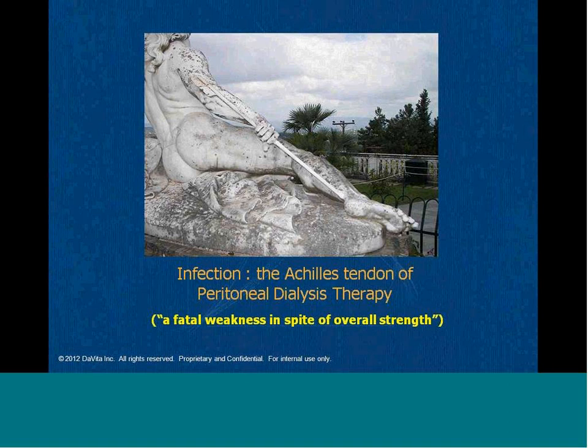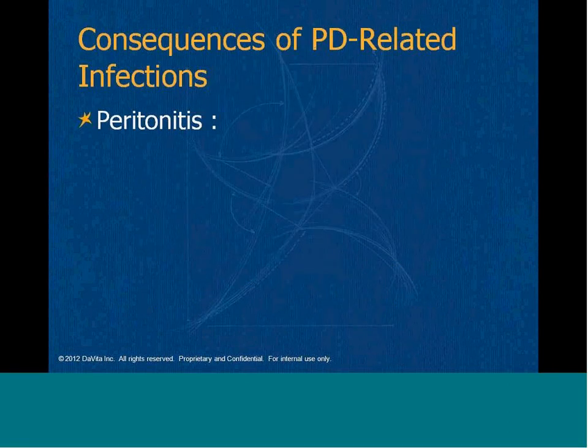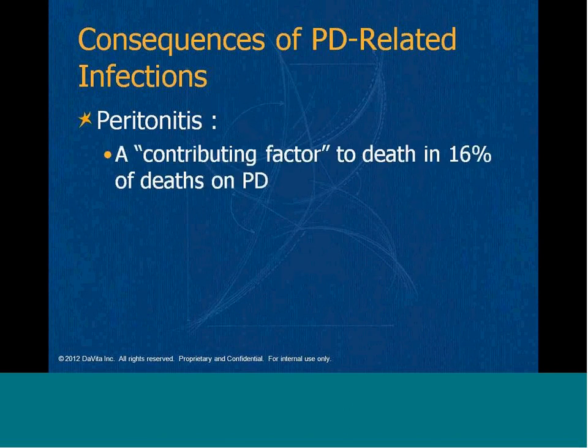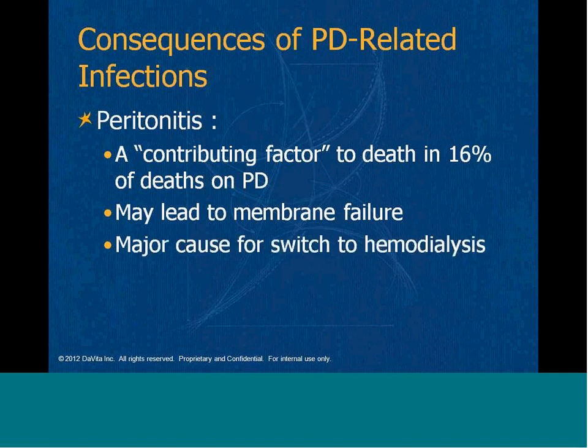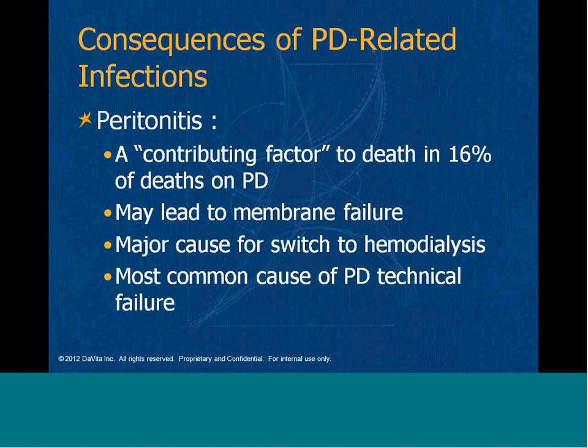Many of you are aware, of course, of the problems with peritonitis. Peritonitis is a contributing factor to death in 16% of deaths on peritoneal dialysis. Membrane failure is a major cause for switch to hemodialysis and the most common cause of peritoneal dialysis technical failure. So you can see how when you get peritonitis, you basically may lose patients: they die or they move to hemodialysis.